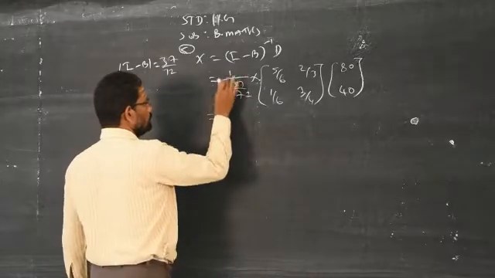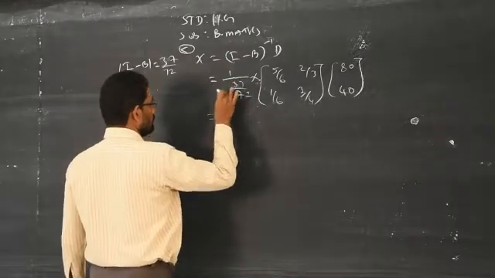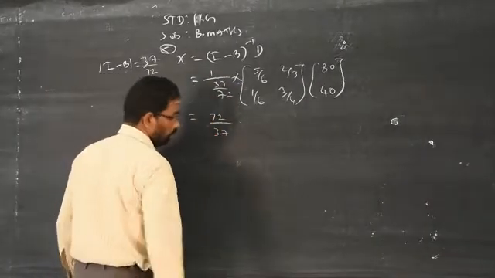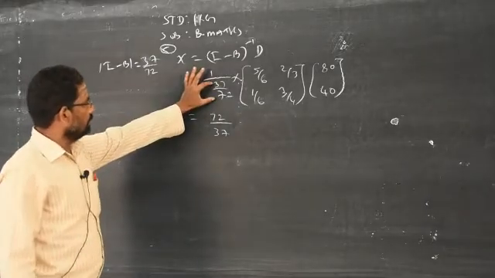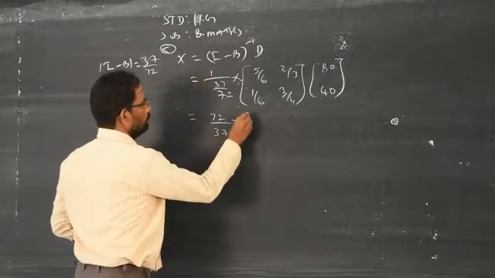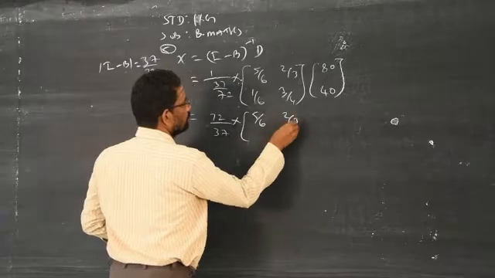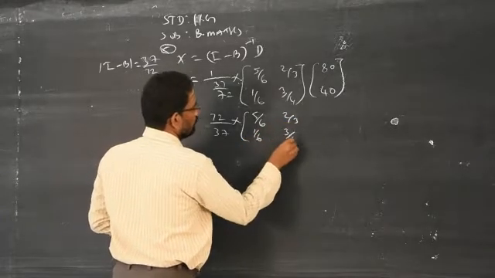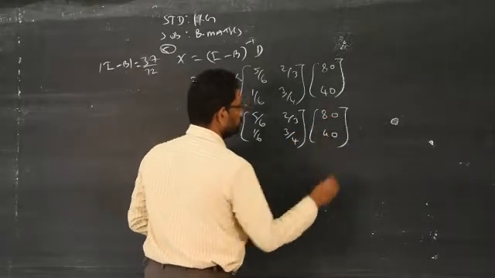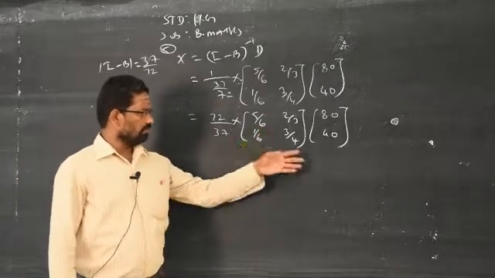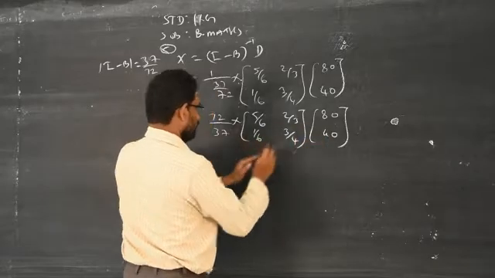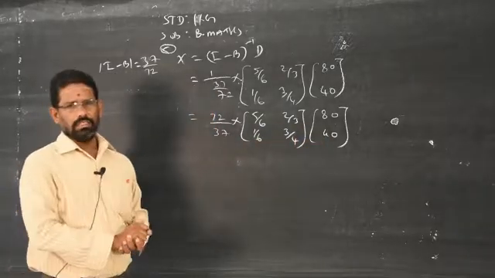Now, when the divisor is in the form of a fraction, you are supposed to take the reciprocal. That is the basic rule. When the denominator is in fractional format, you take the reciprocal: 72 by 37 into the matrix 5 by 6, 2 by 3, 1 by 6, 3 by 4 into 80 and 40. Boys, you can do the matrix multiplication. First apply the matrix multiplication to these two matrices and finally multiply each answer by 72 by 37. That is one method.